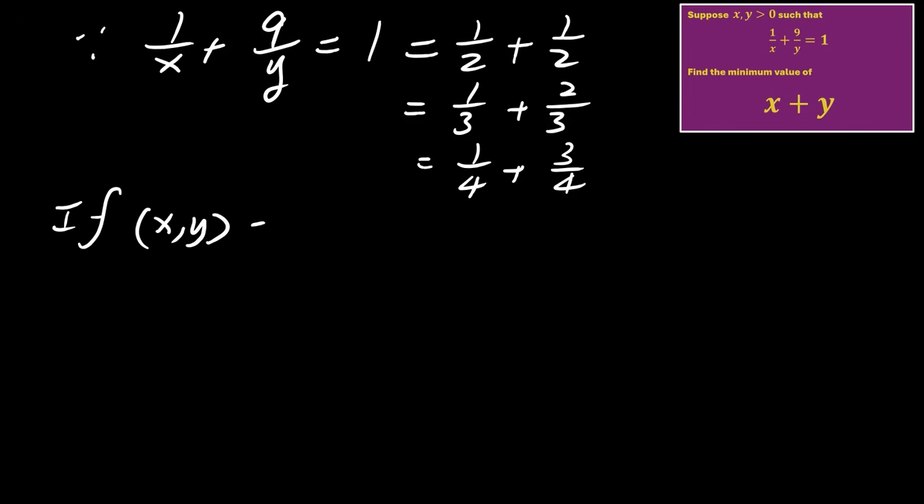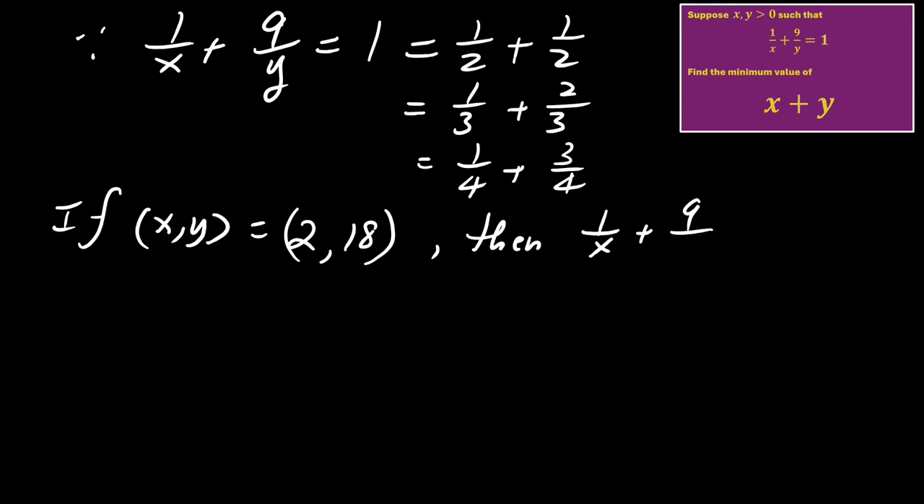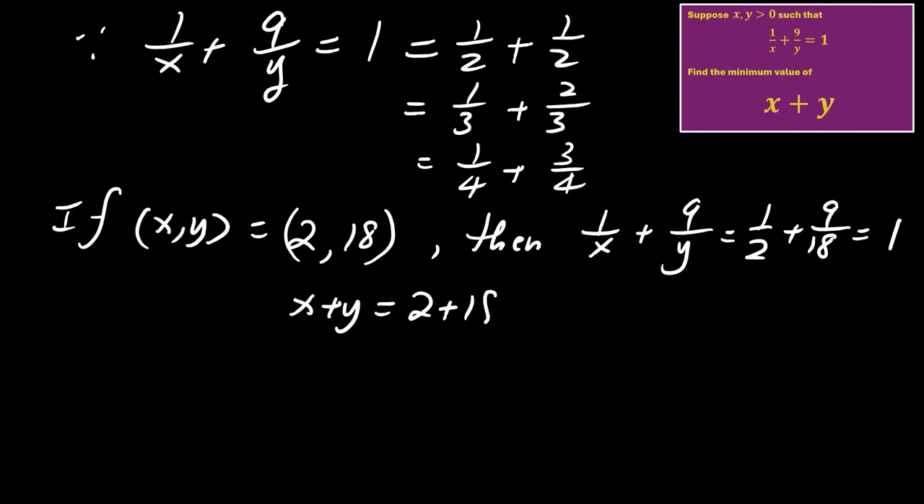If x, y equals 2 and 18, then 1 over x plus 9 over y equals a half plus 9 over 18. That's another half, so it's 1. So in this case, x plus y equals 2 plus 18 equals 20. So naturally we ask, is this 20 the minimum value? You can try another fraction, 1 over 3 plus 2 over 3, 1 over 4 plus 3 over 4.